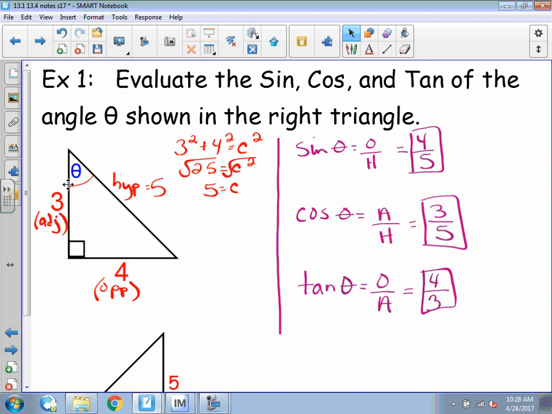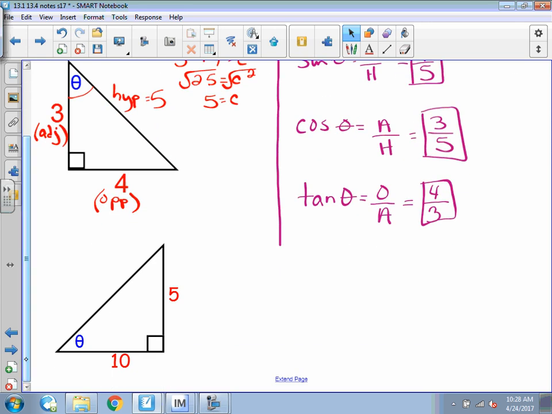So if it just tells you to evaluate the sine, cosine, and tangent, that's all it wants you to do. Okay? You have to read these directions for each set of problems carefully, because sometimes it wants you to find the angle. Sometimes it just wants you to find the missing side. Sometimes it wants you to evaluate the function. So you have to be careful and read the directions and do what it's asking you to do so that you don't do more work than necessary. Okay? So I want you to try this one.